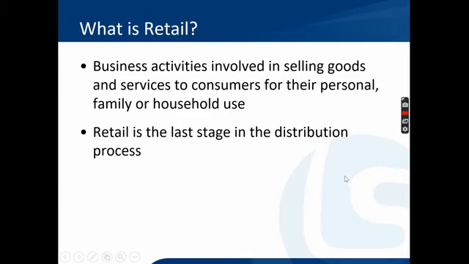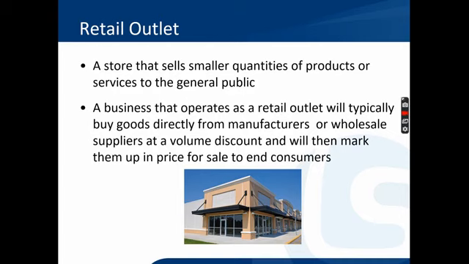So what is retail? Retail business includes selling goods and products to consumers for their personal, family, or household use. Retail is the last stage in the distribution process. Retail outlets, like stores, sell smaller quantities of products or services. A business operating as a retail outlet will typically buy goods directly from manufacturers or wholesale suppliers, then mark them up in price for sale to end customers.